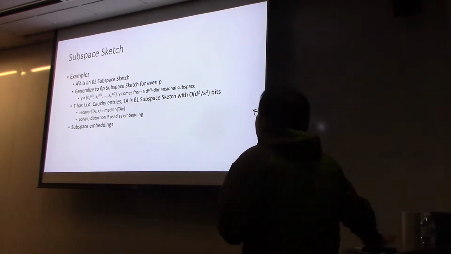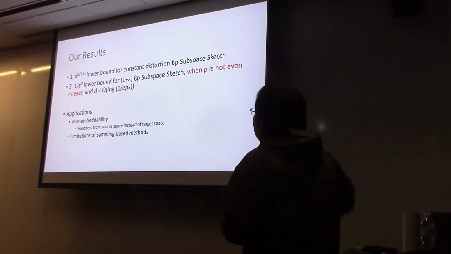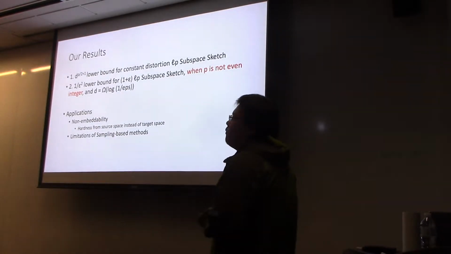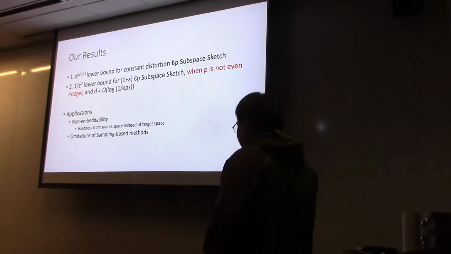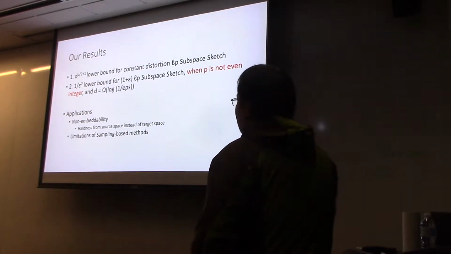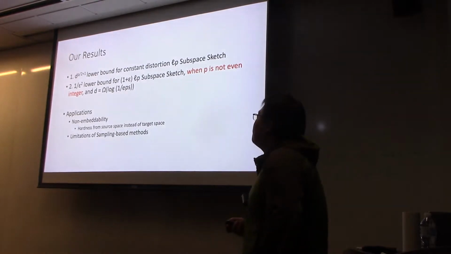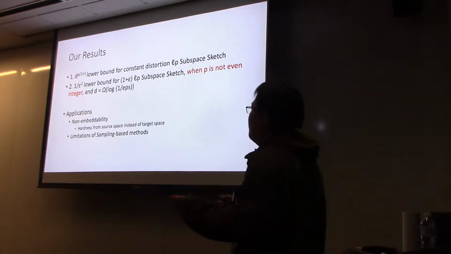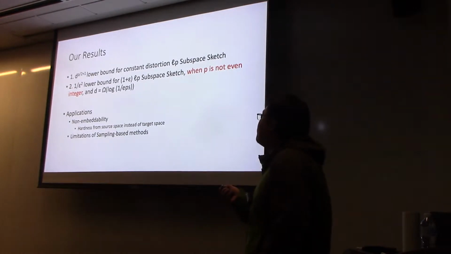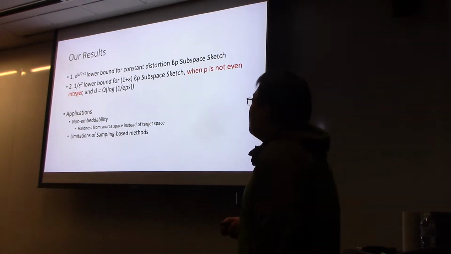Okay. So our main result is actually a bunch of lower bounds. Okay, so the main result we have is the following. For any Lp subspace sketch with constant distortion, let's say 1.1, there is a d to the p over 2 plus 1 lower bound.